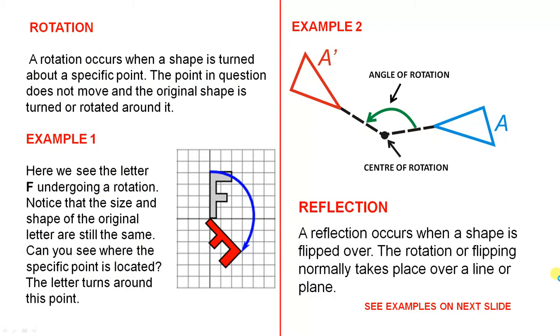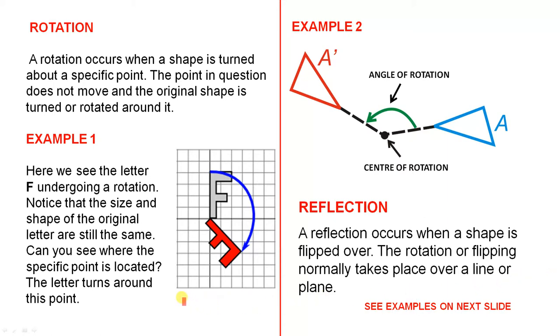Rotation. A rotation occurs when a shape is turned about a specific point. The point in question does not move, and the original shape is turned or rotated around it. Example 1. Here we see the letter F undergoing a rotation. Notice that the size and shape of the original letter are still the same.